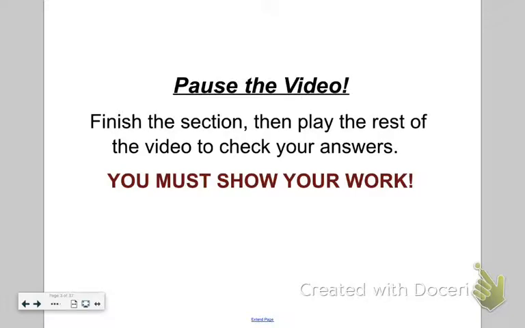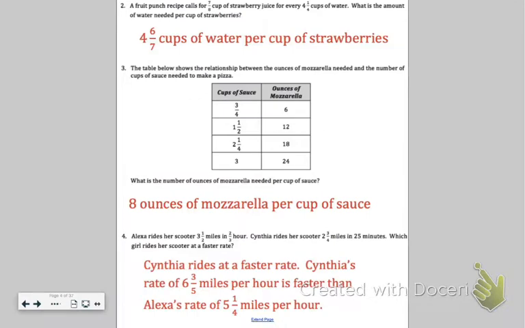All right, here come the answers. For number 2, you should have gotten 4 6/7 cups of water per cup of strawberries. If you didn't get that, check your order. Make sure you divided cups of water by cups of strawberries. The cups of water should have been in your numerator. For number 3, you should have gotten 8 ounces of mozzarella per cup of sauce. Same thing, if you couldn't get that, make sure you divide it in the correct order. Ounces of mozzarella divided by cups of sauce.